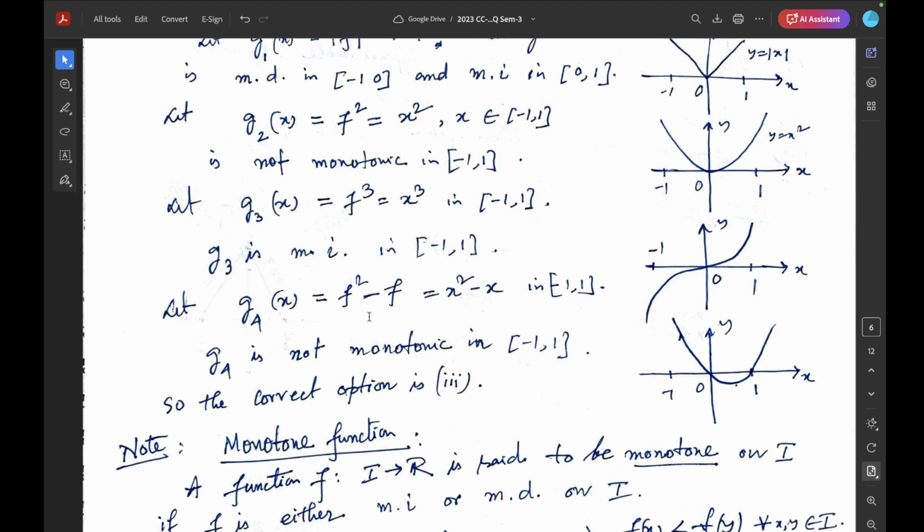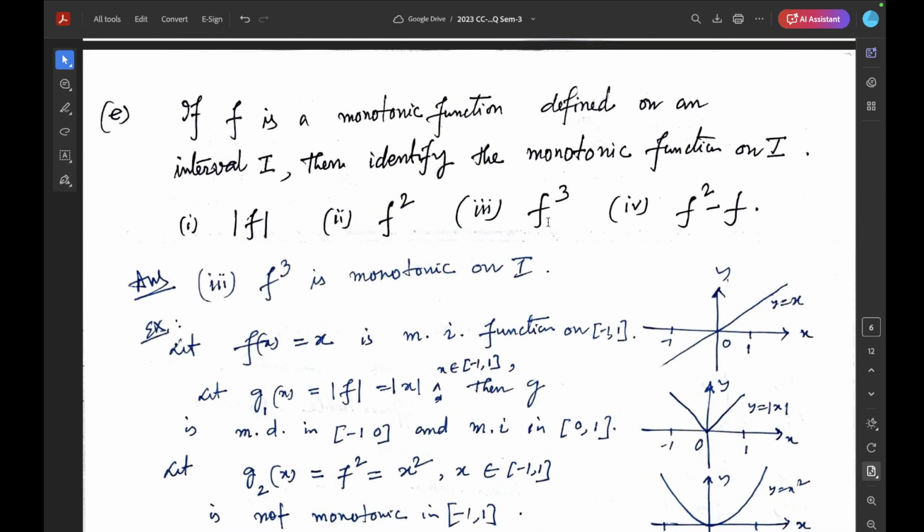And the last one, x square minus x, the graph is this. So this part is monotonic decreasing and this part is monotonic increasing, so it is not monotone in the interval -1 to 1. So the correct option is 3. x cube is the only monotone function.